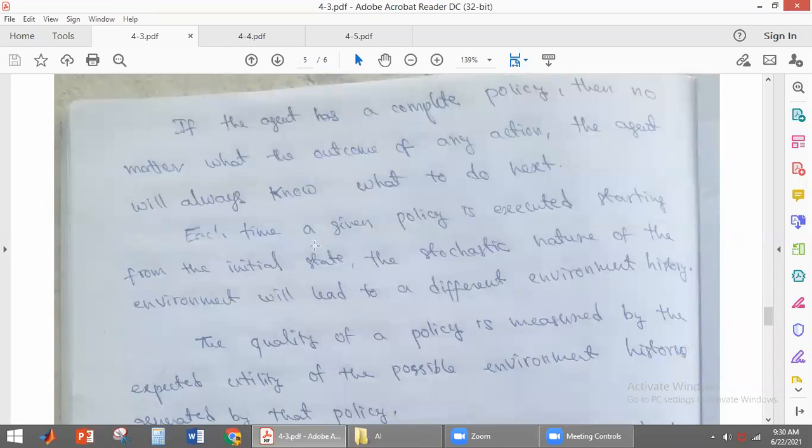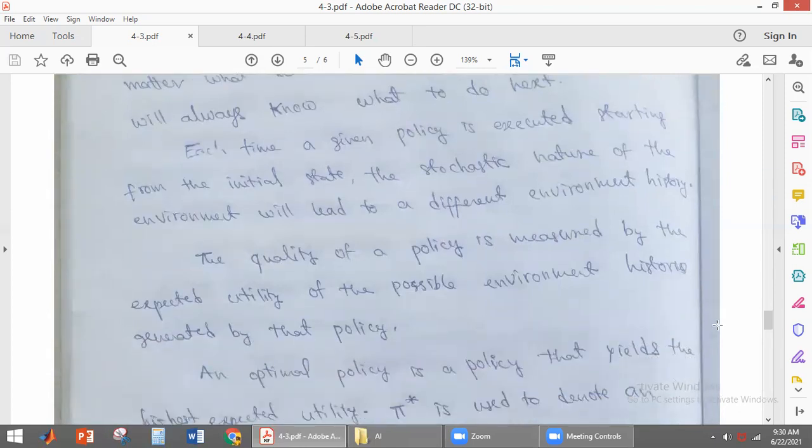Each time, a given policy is executed starting from the initial state. And here we have the stochastic nature of the environment. Because of the stochastic nature of the environment, we will be getting different environment histories. So how do we measure the quality of a policy here? The quality of a policy is measured by finding the expected utility of the possible environmental histories.